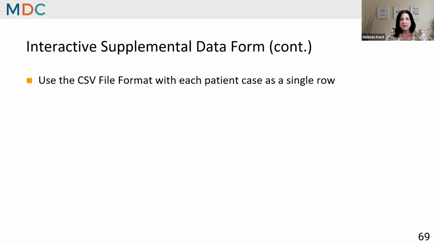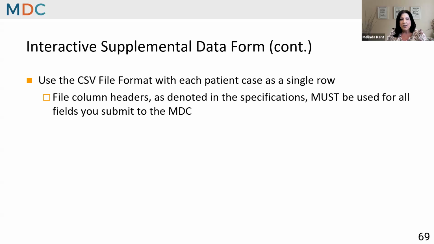And then you're going to use the CSV file format with each patient case as a single row. So each patient has its own row. You don't want to mix rows for patients. The file column headers, as denoted in the specifications, must be used for all fields you submit to the MDC or it will not work.